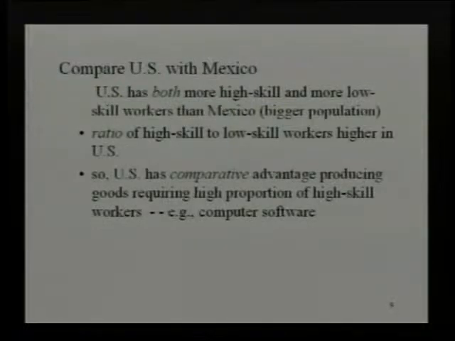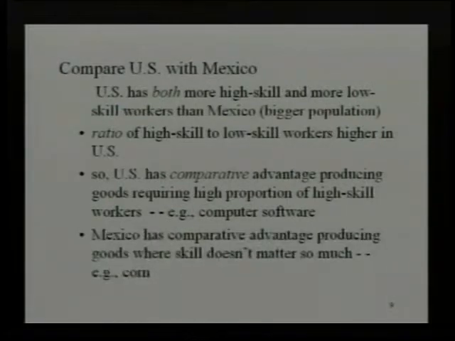A comparative advantage in producing a high-tech product like computer software. Similarly, Mexico has a comparative advantage in producing goods where skill doesn't matter so much, such as agricultural products, corn, for example.